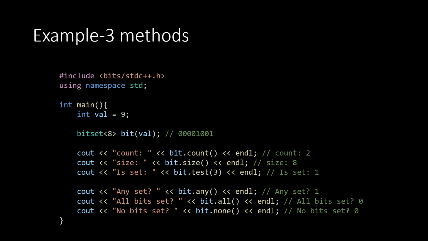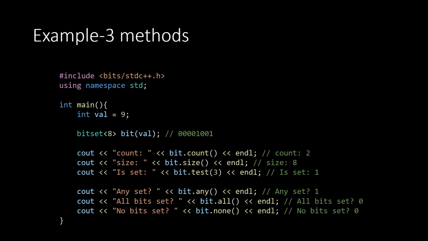And the next one is any. This any method will return whether any bit is set. If any one of the bits in this binary representation is set, it will return 1. Otherwise, it will return 0. It is also a boolean value.